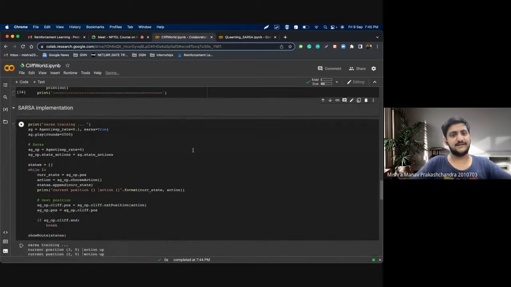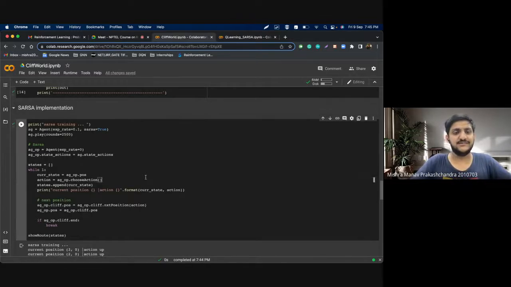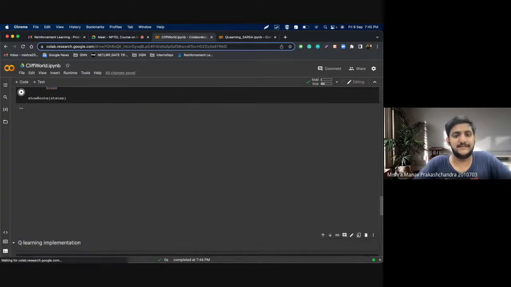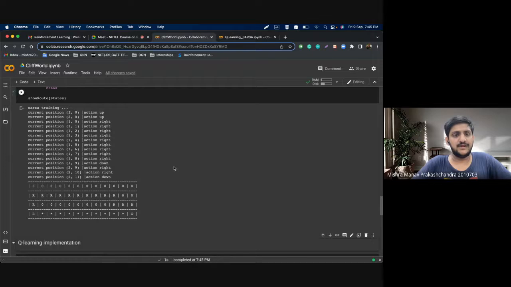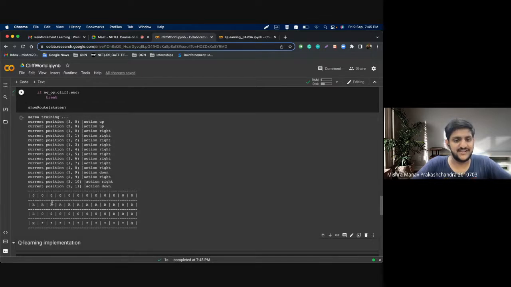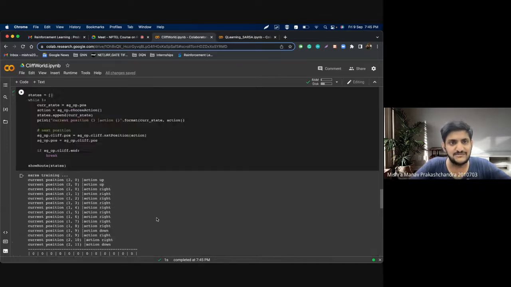Okay, so this is the SARSA training part. I'm making it play 2,500 rounds. Once I do that, this is how my strategy looks. So this is the route, R is the route. This is the route I get after 2,500 episodes.